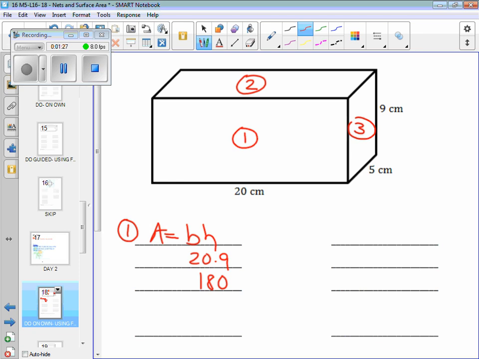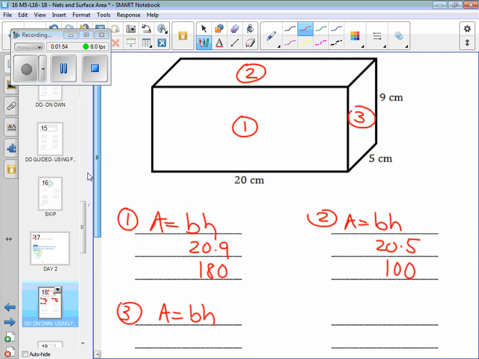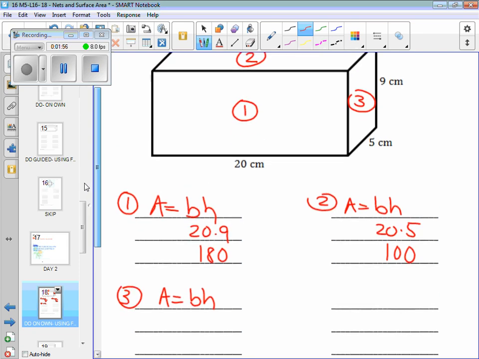So I can double it right away and make this 360. I'm just going to leave it. I'm going to double everything at the end. I'd rather just do it once at the end. Okay, number 2. Same base as 20. This time the height is 5, and you get 100. And then face number 3 is a 5 by 9.